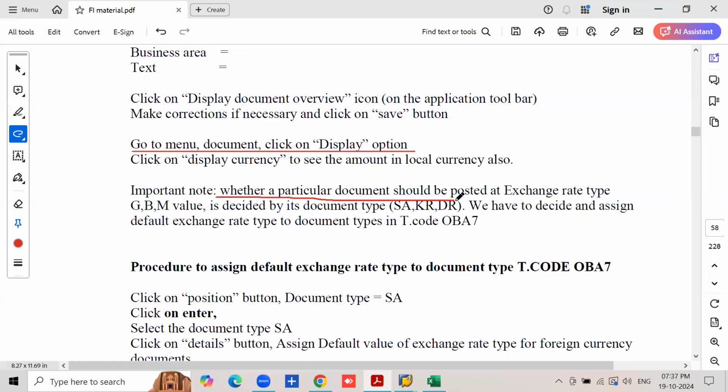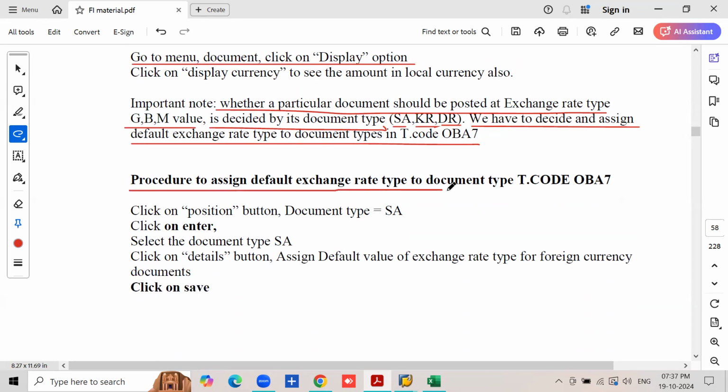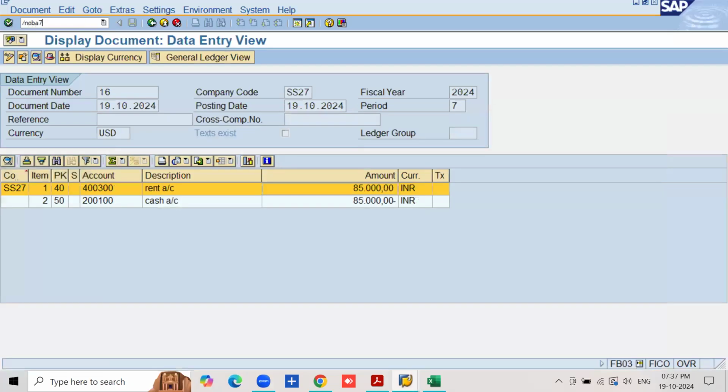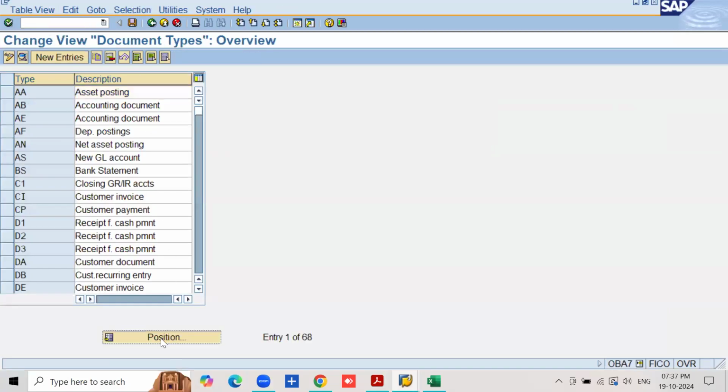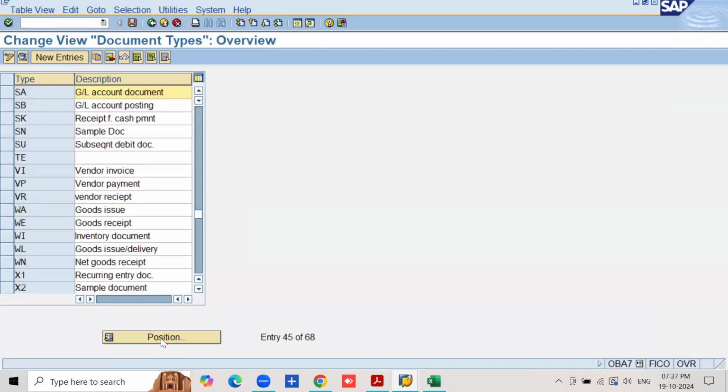The exchange rate type at which a particular document should be posted, M in this case, is decided by its document type. SA means GL document. KR means vendor invoice. DR means customer invoice. So we have to decide and assign the default exchange rate type to the document type in OBA7. Let us go to OBA7. Click on position. Document type is equal to SCA. Click on enter. Select SA document type.